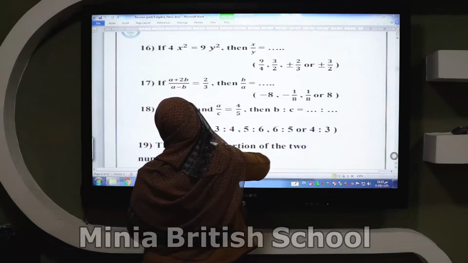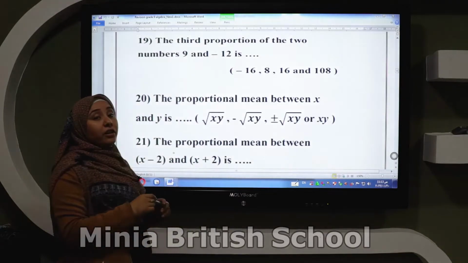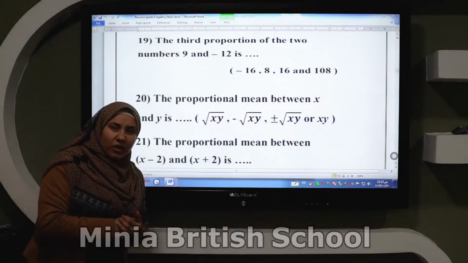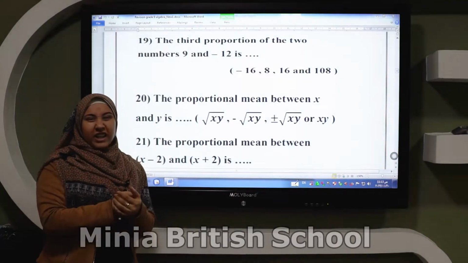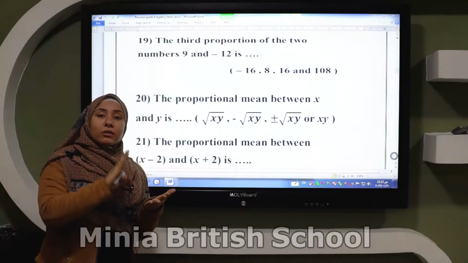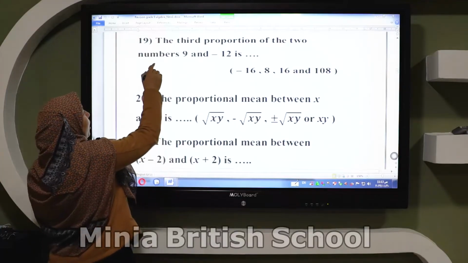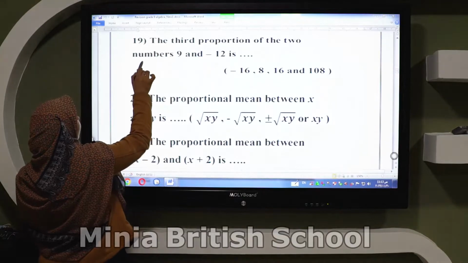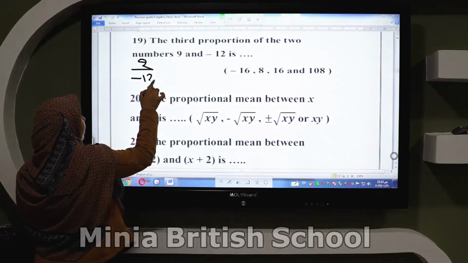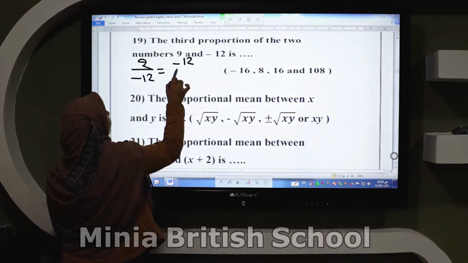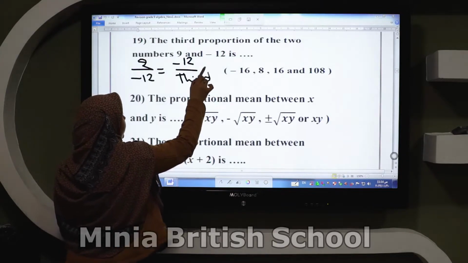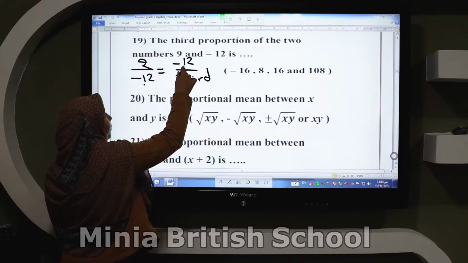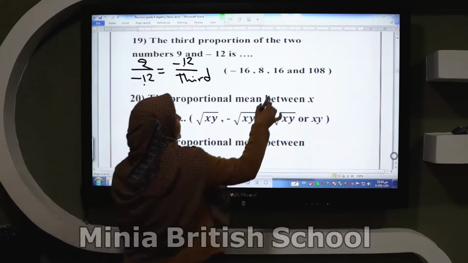Next one, number 19, the third proportion of two numbers, 9 and negative 12. I said third proportion. I have only two numbers, then it's a continued proportion. Then 9 over negative 12 equals negative 12 over the third proportion. Then the third equals negative 12 times negative 12 divided by 9 equals 16.